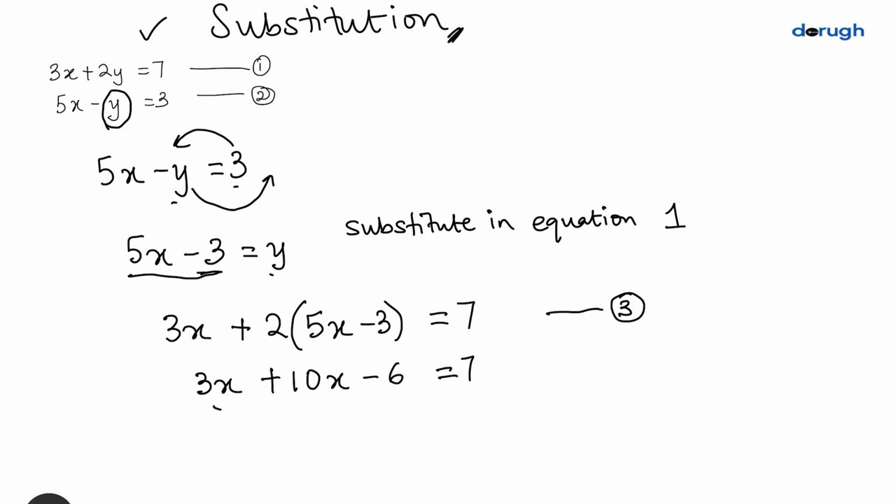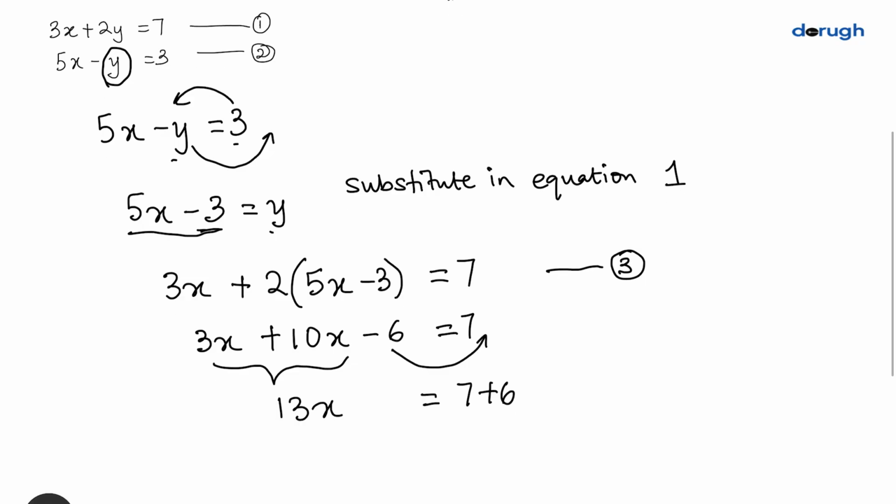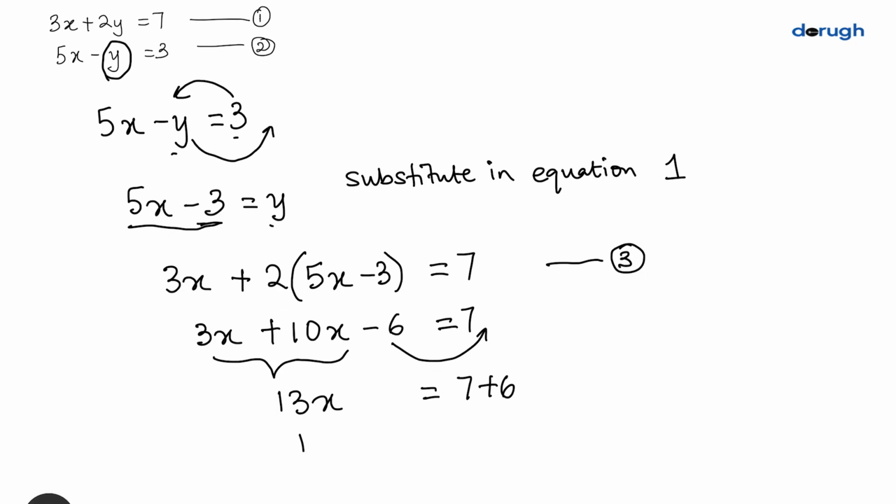If we group the like terms and take the minus 6 over to the other side so it can also be grouped, we have 13x equals 7 plus 6. That gives us 13x equals 13, and if we divide both sides by 13, we have x equals 1.